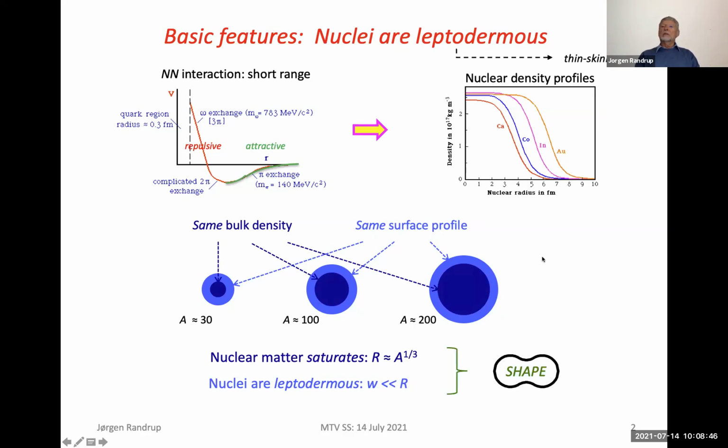And this then immediately means that the nucleus has a shape. This is the very important concept in fission. You can draw the surface like this, and then you know already what it means, that you have a clump of nuclear matter inside, and then you have this standard surface profile all around. So that's the first concept. Nuclei are leptodermous, and therefore they have a shape. And therefore it becomes important from the theoretical point of view to think about shapes first. You need shapes to describe fission.